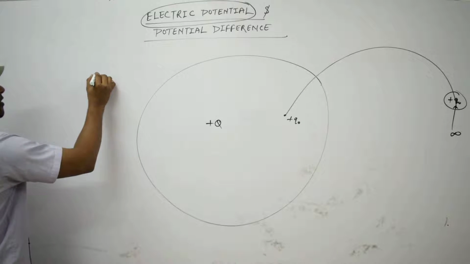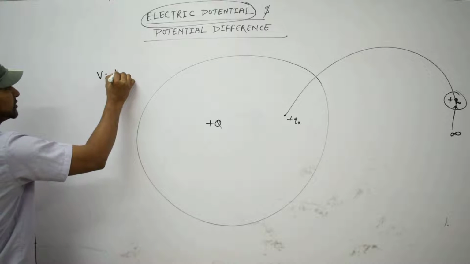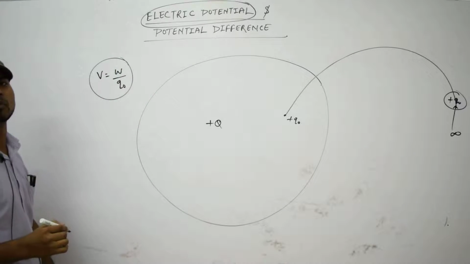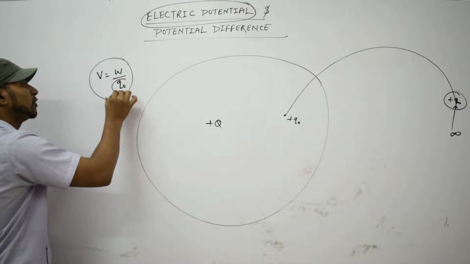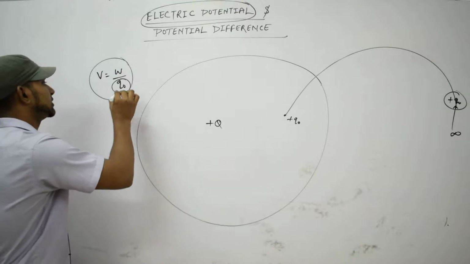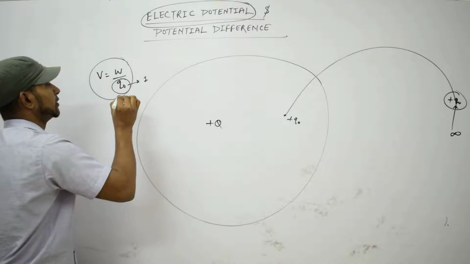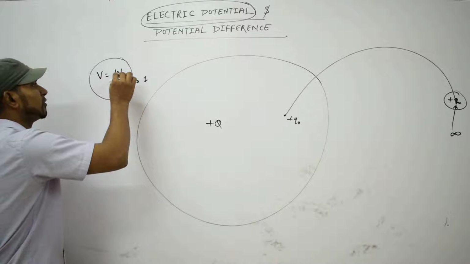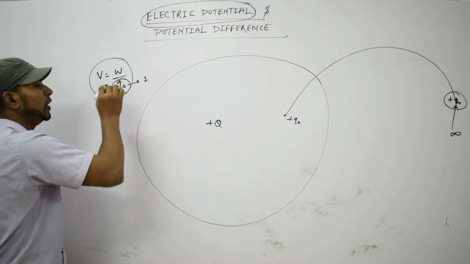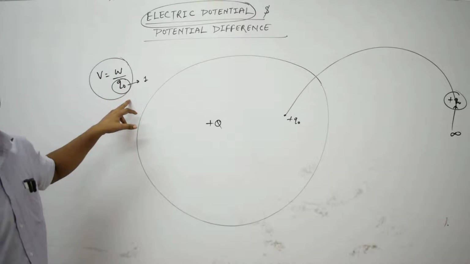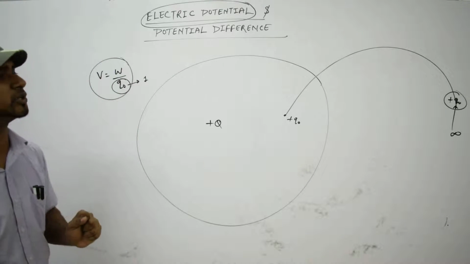Here our basic formula of the electric potential is V equals W upon Q naught, where Q naught is the test charge, and I can consider it a unit magnitude. So the total amount of work done by the external agency to place a test charge from infinity to a particular point in space is called electric potential.